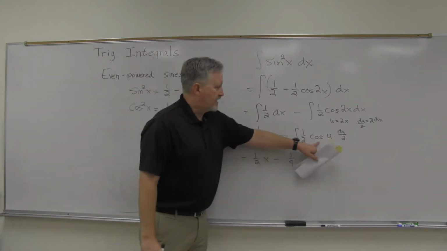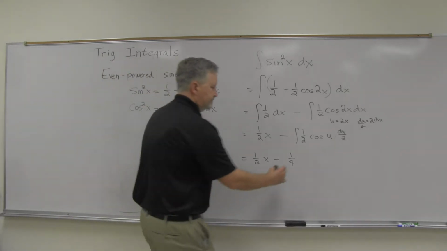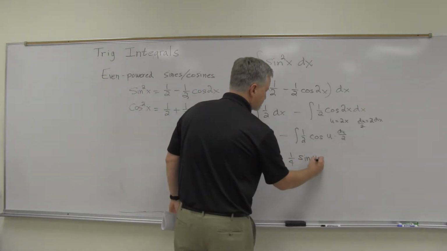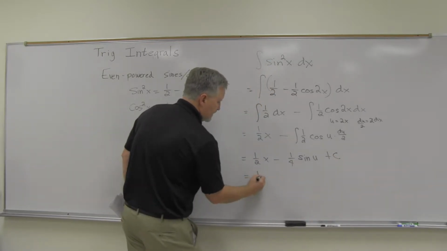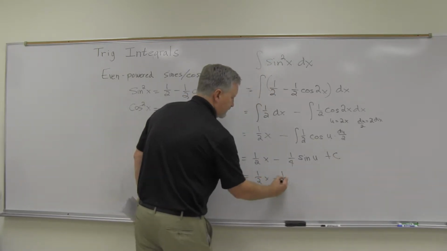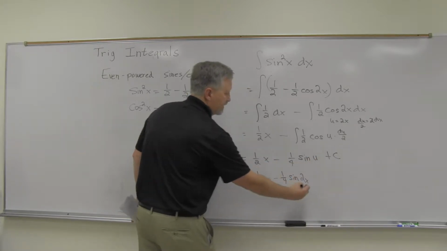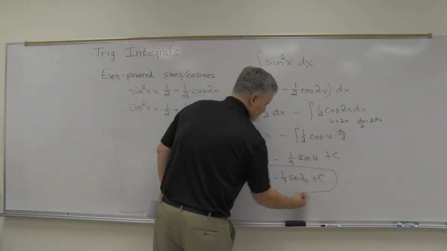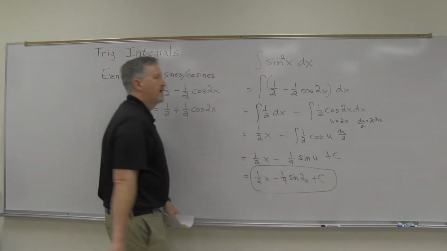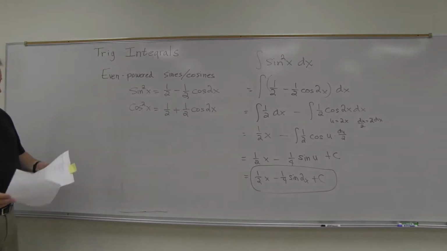We've got cosine of u, and that's a simple antiderivative. It's sine of u, and then plus C, since it's indefinite. So we have 1/2 x minus 1/4 sine of 2x, just replacing our u by the 2x. Okay. So that gives you an idea how this all works.